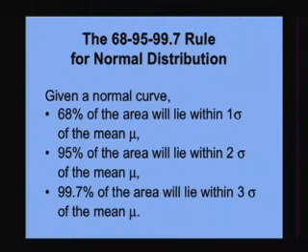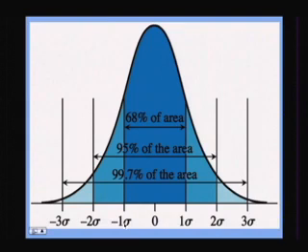We have what's called the 68, 95, 99.7 rule for a normal curve. And what it tells us is this: 68% of the area will lie within 1 standard deviation of the mean. That is 1 standard deviation below to 1 standard deviation above. And that 95% will be within 2 standard deviations, while 99.7% will lie within 3 standard deviations of the mean. Here's a graph to show you that.